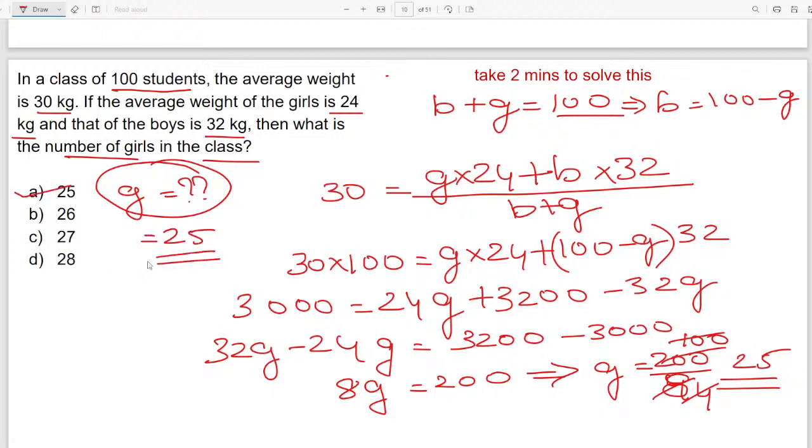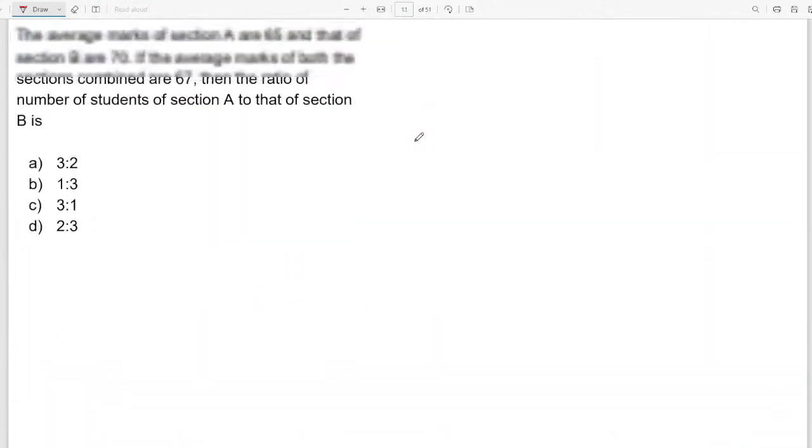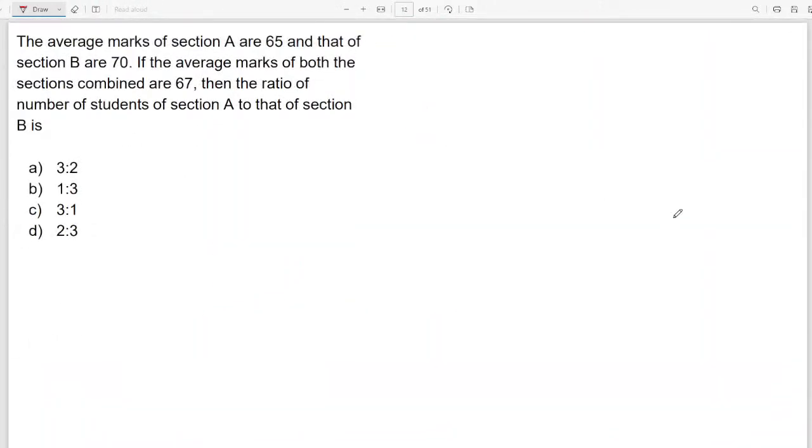I hope things are clear. If you have any doubts, you can ask. Okay, we'll move to the next question then. So take 2 minutes to solve this question.